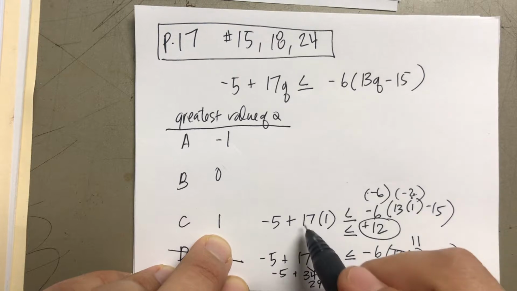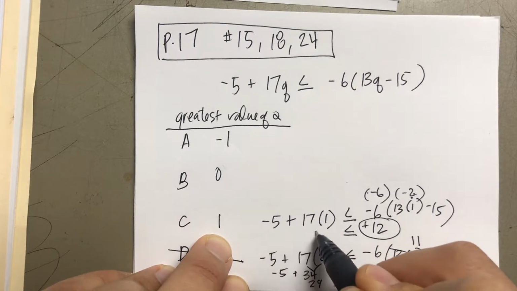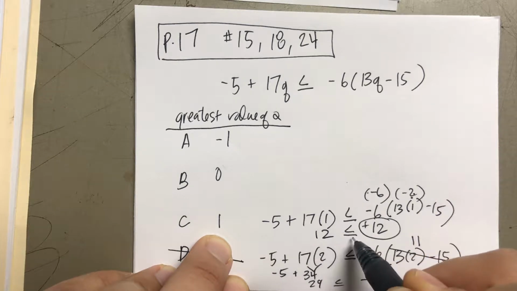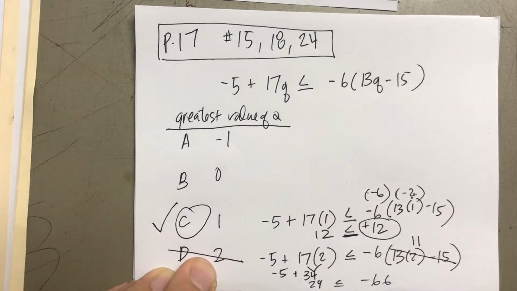Less than or equal to 17 minus 5, which is 12. So that is equal to. It doesn't mean that it has to be less than, but it says or equal to 12. That works. And C is your answer.